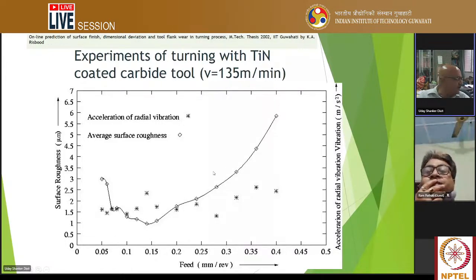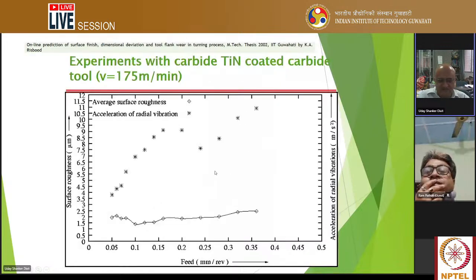Only after something like 0.12 millimeter per revolution did the formula become correct. That means you should not use too small a feed. So these are the real experiments done at IIT Guwahati. Here also you see that.